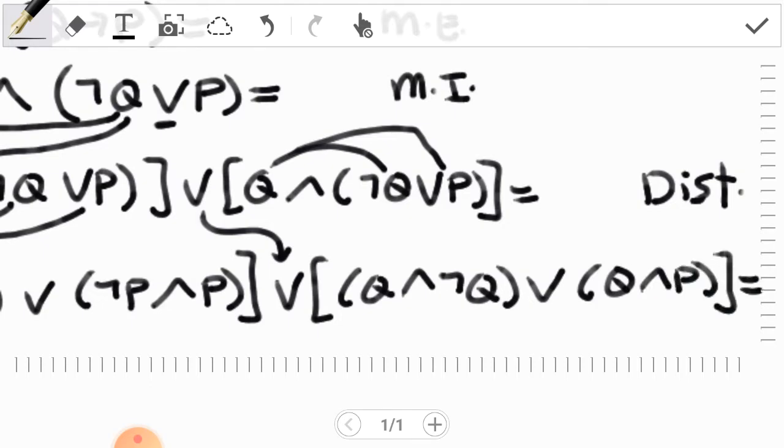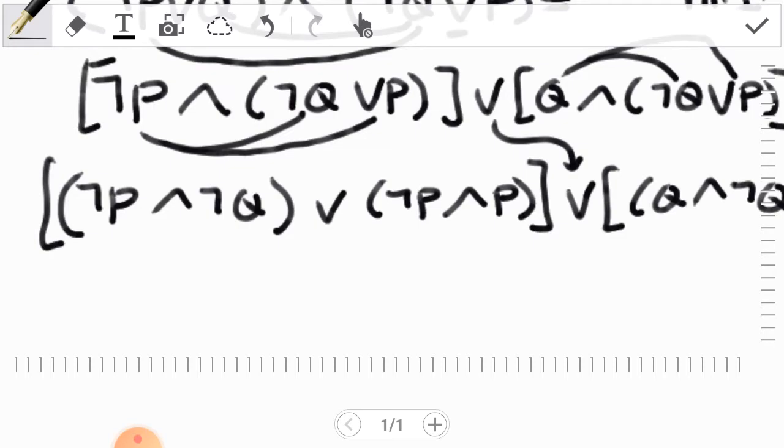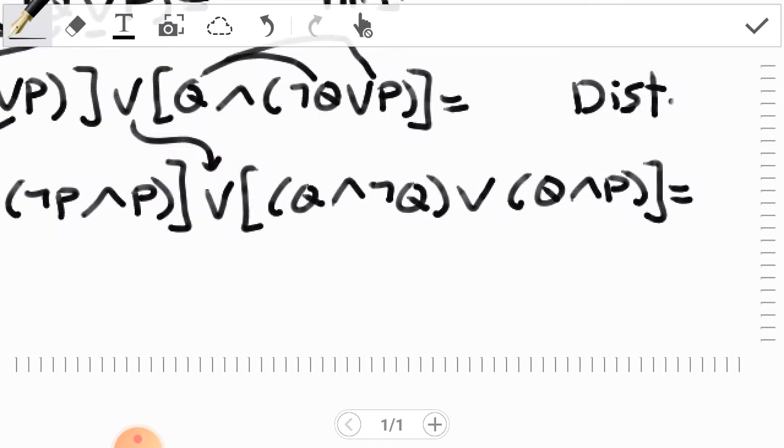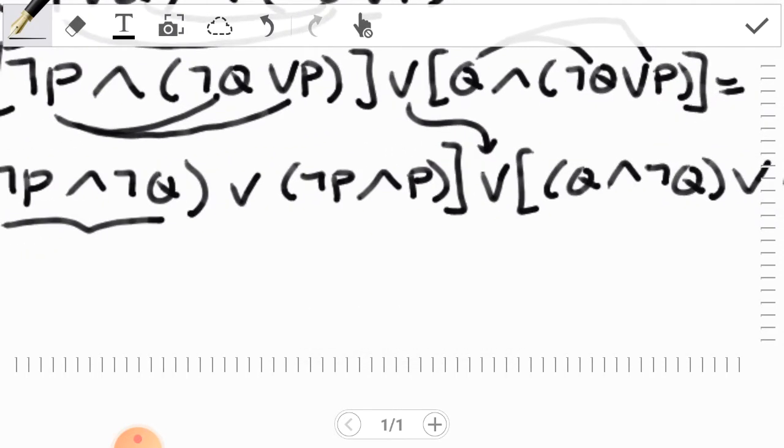Again, that is using the distributivity law. Then after using the distributivity law, what did we come up with here? So we already have what we desire, not P and not Q, Q and P, or P and Q together.